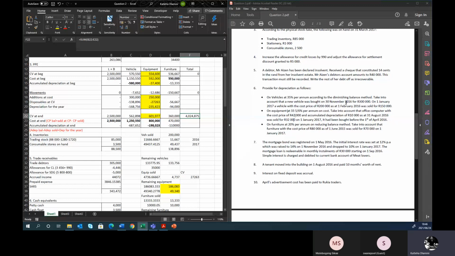On vehicles at 35% per annum, according to the diminishing balance method, take into account a new vehicle was bought for 300,000, so you immediately put it there. 300,000 on the 31st of November.